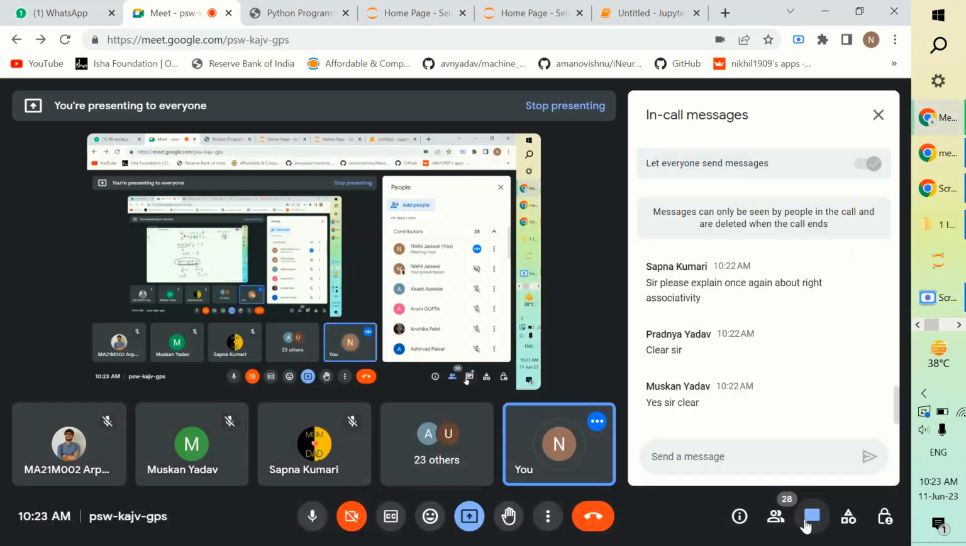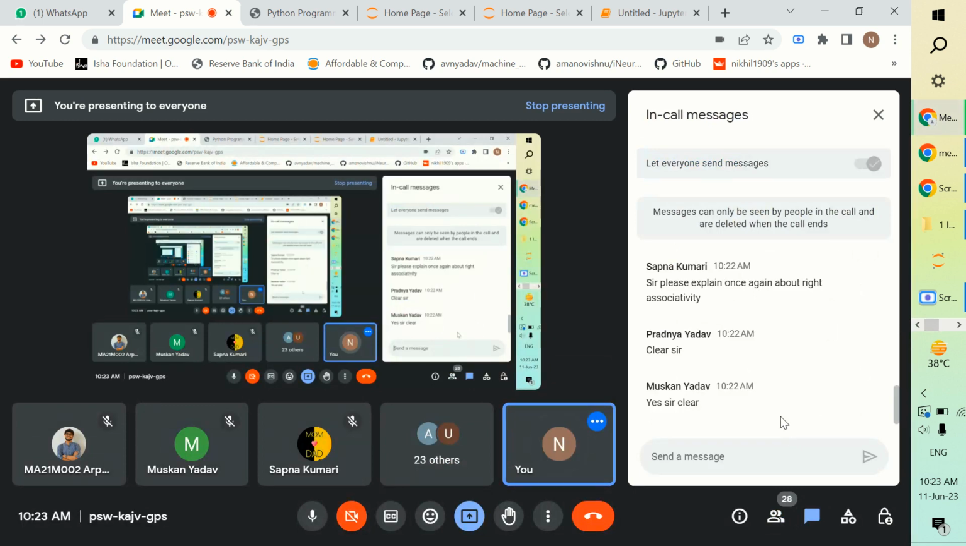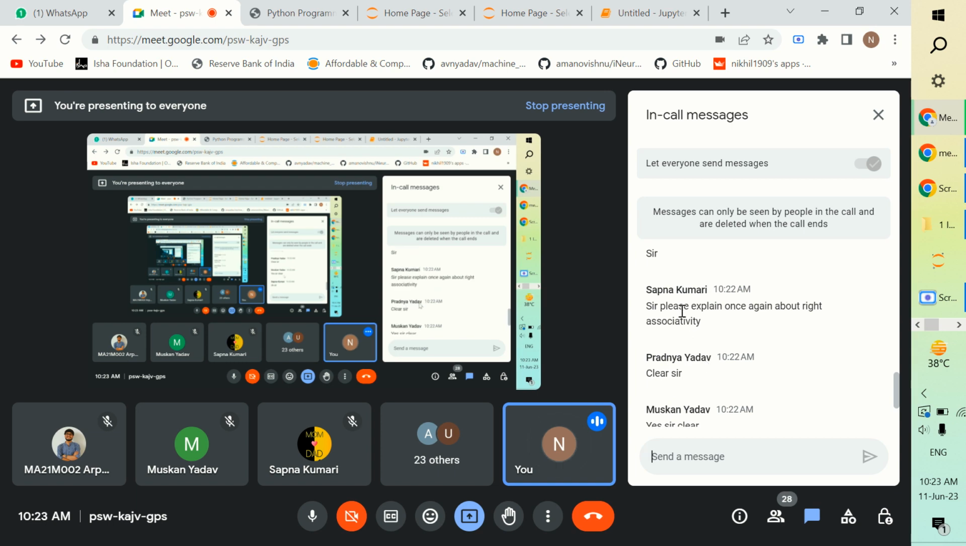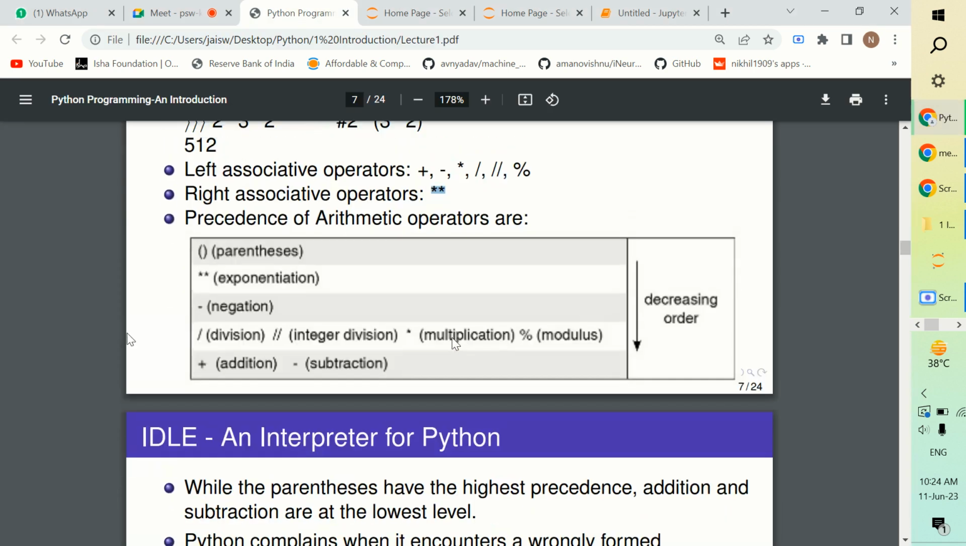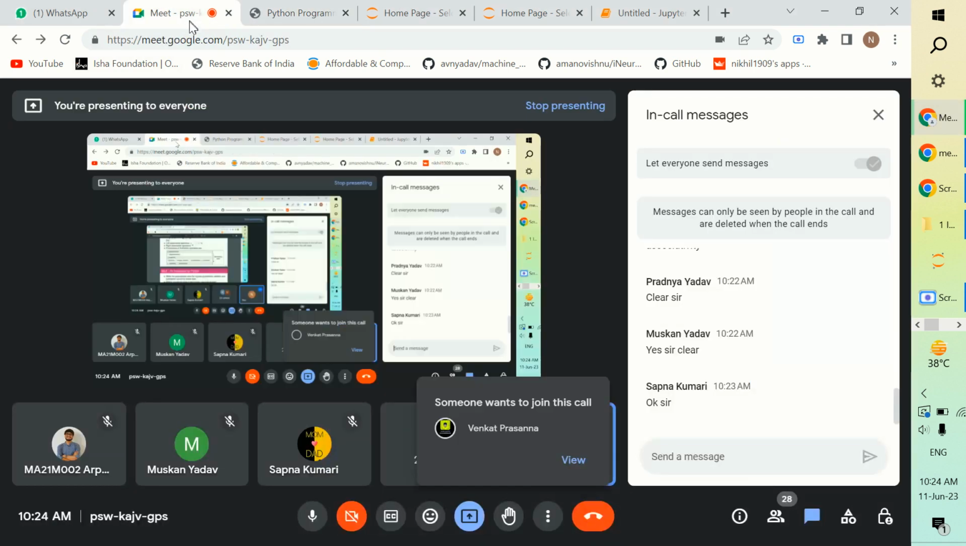Okay, who asked? Muskan, is it clear? No, sorry, not Muskan. Sapna Kumari, is it clear? Right associativity, or do I need to explain it more? Yes, Sapna. You can write in the chat so I can move further. Okay.